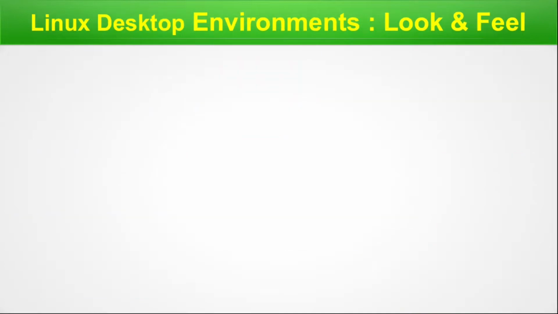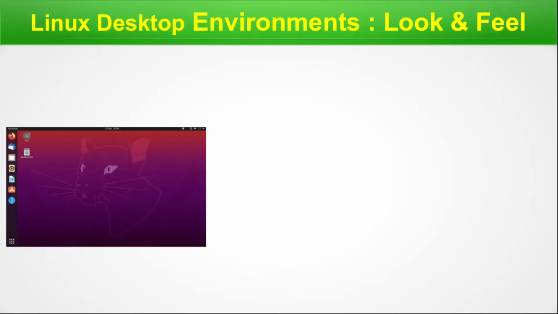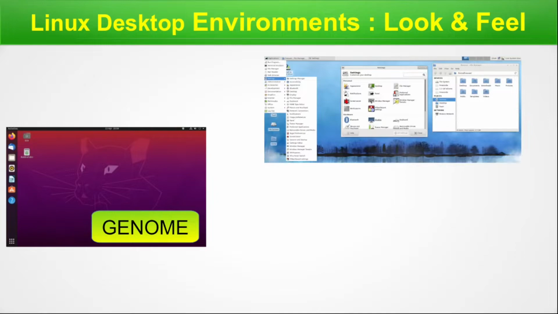Let's move on. Linux desktop environments, look and feel. Now, when we use Linux in GUI mode, we can have three different kinds of desktops. First one, yes, you have seen this particular desktop in the Ubuntu installation, and it is called GNOME. The next one here is called XFCE. This is another kind of desktop environment. You can see the change, the look and feel is very different. Obviously, these things are very much distribution specific. Some distributions use GNOME, some distributions use XFCE.